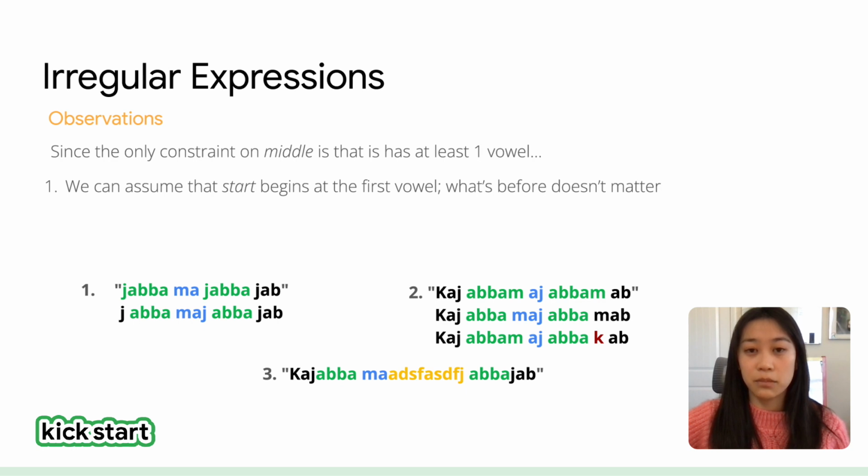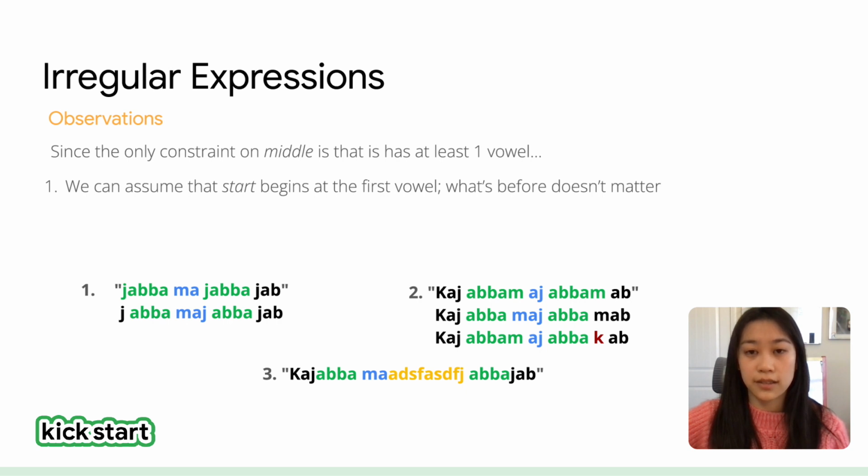Looking at example 1 below, where the start and end word is highlighted in green and the middle word is highlighted in blue, we can see that one valid spell is jabba majabba. However, if we assume start begins at the first vowel, making it abba, we see that abba maj abba would also be a valid spell, since when we look for the end word, we can push everything before the abba, in this case just the J, to the middle word without breaking any constraints.